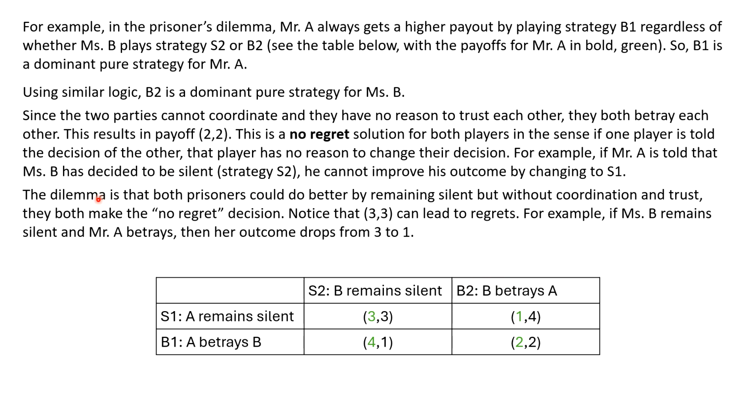And as we noted before, the dilemma is that both prisoners could do better by remaining silent, 3-3, that's better than 2-2. But since they can't cooperate and they don't trust each other, they can't take that chance. And if one remains silent, as we saw, the other one is going to betray. So that's the dilemma of this particular game.